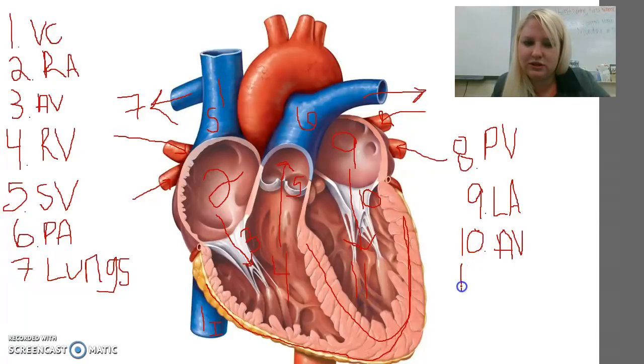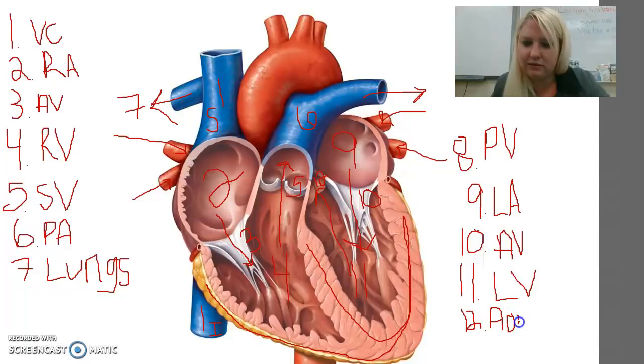This is going to be structure number 11. And this is going to be our left ventricle. Remember, ventricles are on the bottom. Then we have to go shoot up through this valve here. Okay, this is structure 12. It's hidden a little bit, but you can see it. And this is our other semilunar valve. This is our aortic semilunar valve.